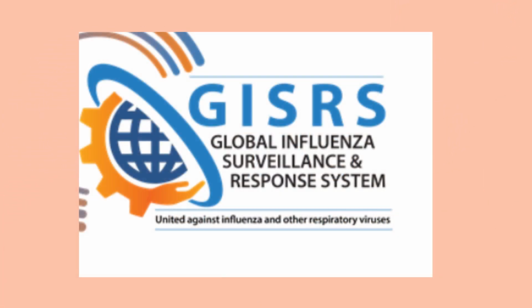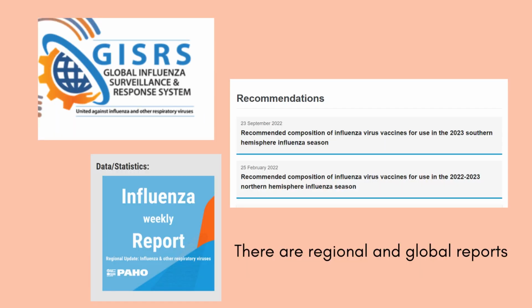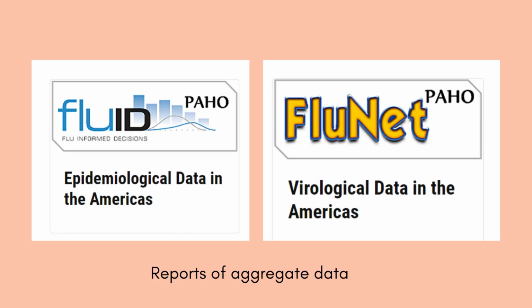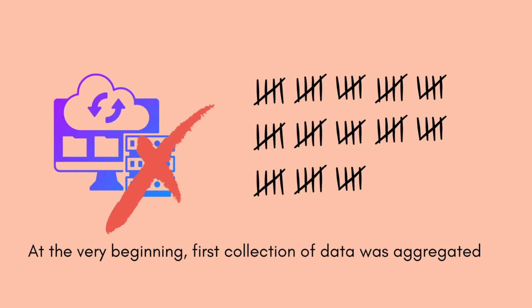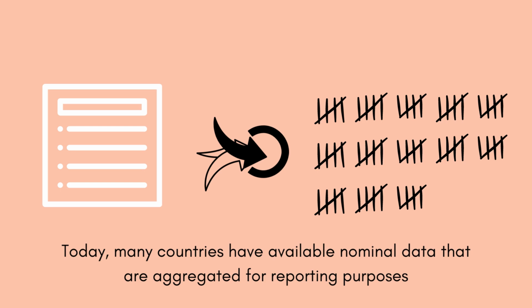The Global Influenza Program collects country data to generate regional and global reports. Aggregate data are reported, and the templates used are FluNet and FluID. Historically, when there were no computer systems, aggregated data was collected at the source through tally books. Nowadays, the process is in many cases reversed since many countries have nominal or case-based data and it is necessary to aggregate these data for reporting.